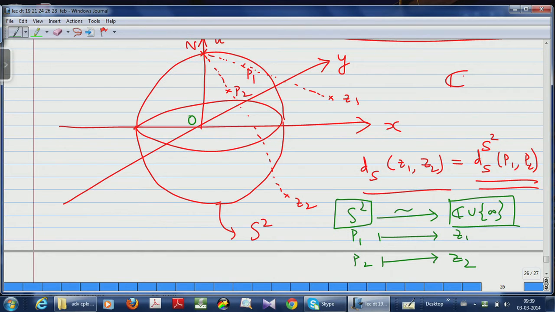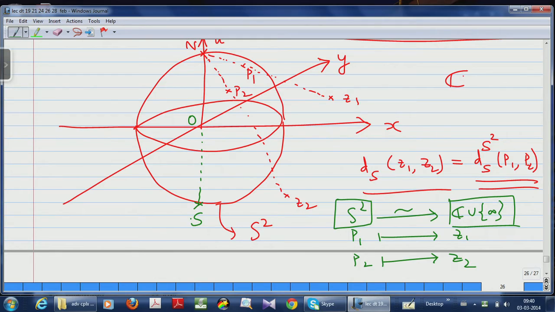Now look at what happens to the point at infinity. Under inversion, infinity goes to 0 and 0 goes to infinity. What does this translate to on the Riemann sphere? Infinity corresponds to the north pole, and 0 corresponds to the south pole. To see this, take the line joining the north pole to zero and look at the unique point on the Riemann sphere where this line hits, and that will be the south pole. So zero on the complex plane corresponds to the south pole on the Riemann sphere.